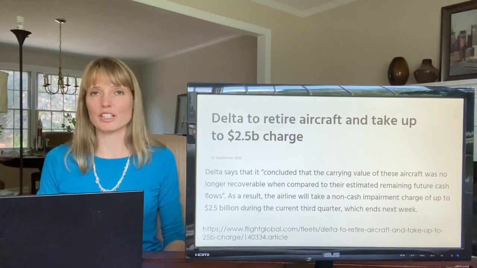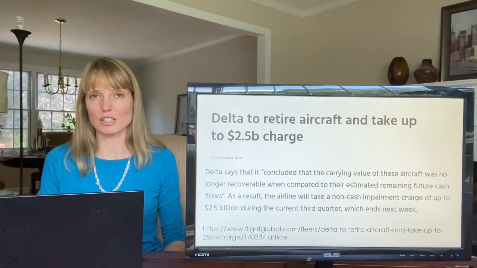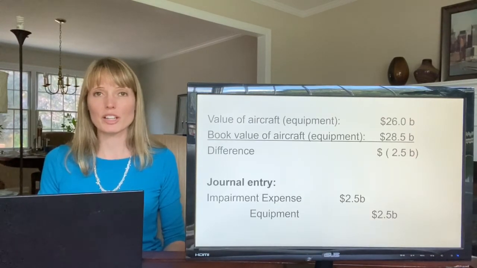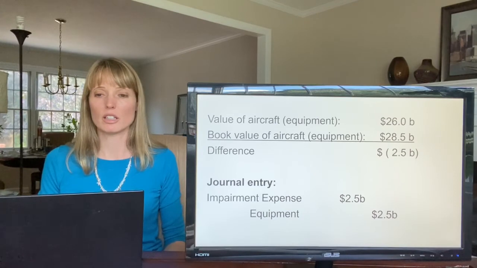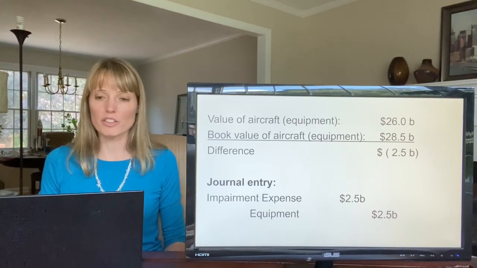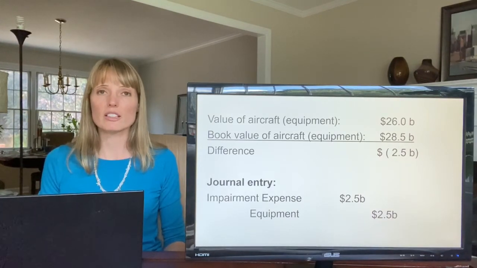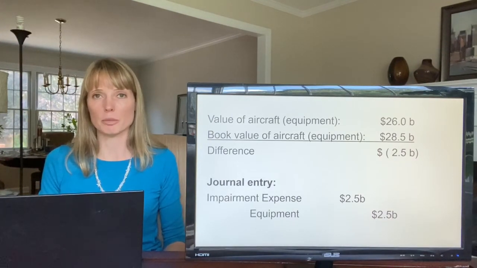Why? Well, that aircraft is not going to be able to bring in revenues. It's not going to be able to be used to run flights. So what do the accountants do? Well, somehow they got a value, a market value, or some good estimate of the future cash flows that that aircraft could bring in. Let's say it decided it was $26 billion. But on the books, that aircraft had a value of $28.5 billion. So if they're going to eliminate that, you can sell them for $26 billion, take them off the books for $28.5 billion. That difference of $2.5 billion must get reported as an impairment expense.